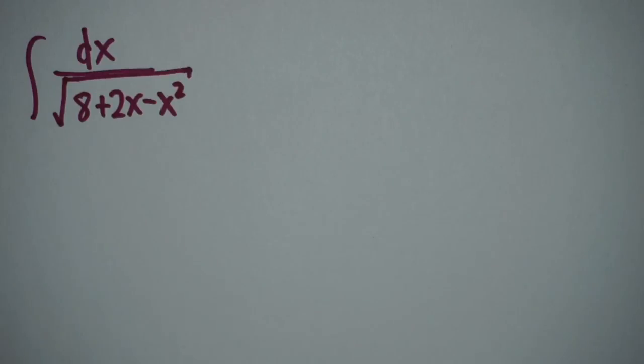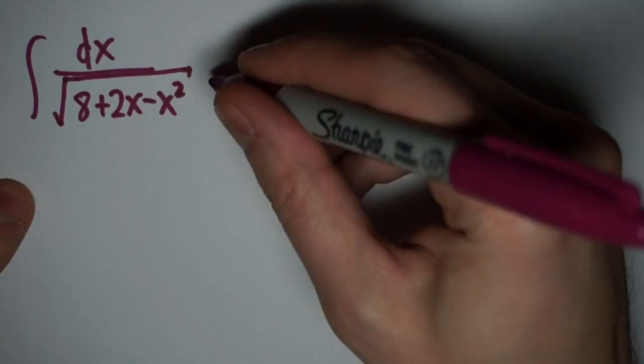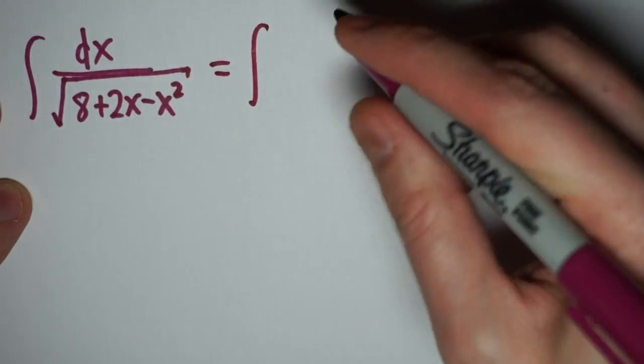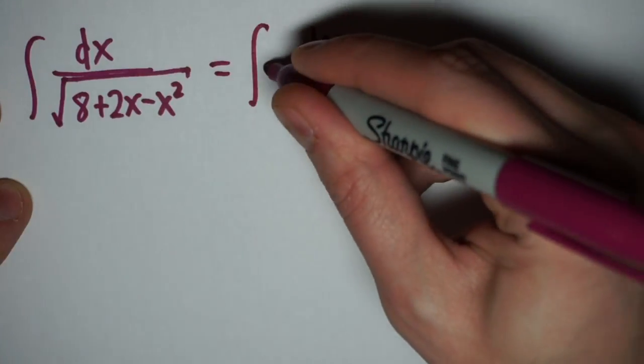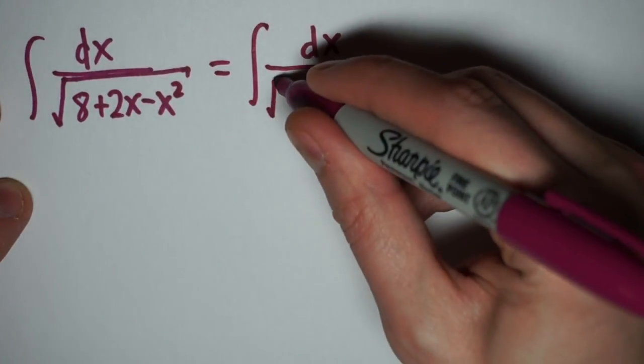I'd like to take the integral of 1 over the square root of 8 plus 2x minus x squared dx. To do this, I'm going to use trigonometric substitution, and that's going to require me to change my integrand into something that involves either a sum or a difference of squares.